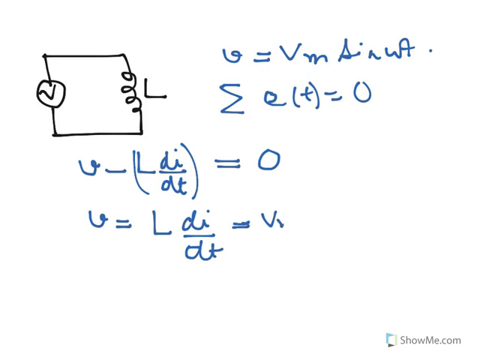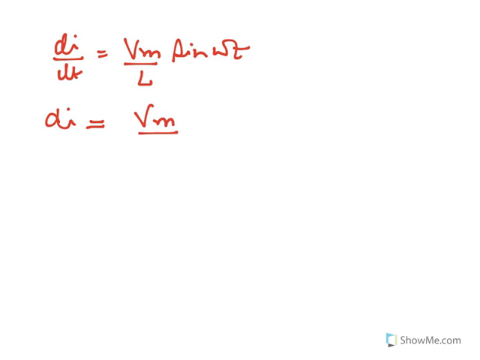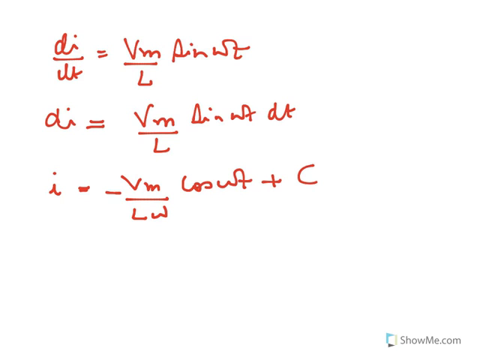Since V is equal to Vm sine omega t, we can write L di/dt equal to Vm sine omega t. So di/dt is equal to Vm by L sine omega t. So this we can write as di is equal to Vm by L sine omega t dt. Now we can integrate both sides. On integration we get I is equal to Vm by L omega into minus cos omega t plus an integration constant.